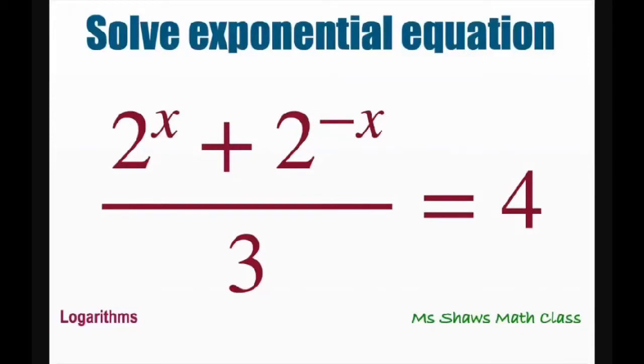Hi everyone, we're going to solve the exponential equation. We have (2^x + 2^(-x))/3 = 4. Before we start, it's a little easier to use substitution here, and write 2 to the power of little x as big X.